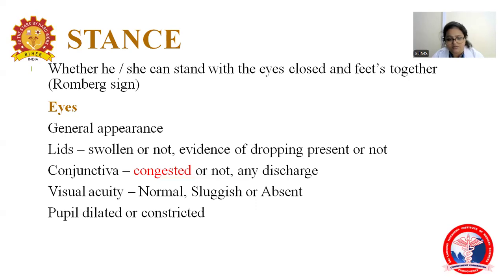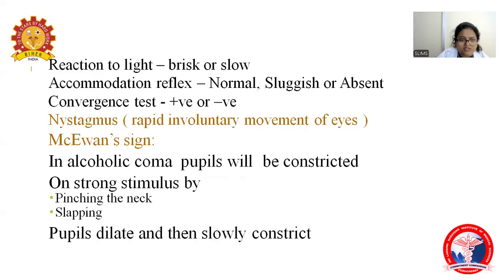Any other discharge present or not has to be noted, and check the visual acuity, whether it is normal, sluggish, or absent, and the pupil, whether the pupil is dilated or constricted. And then the reaction to light, whether brisk or slow, has to be noted, and then the accommodation reflex is also noted, whether it is normal, sluggish, or absent. The convergence test is similar to the accommodation reflex, whether he is able to converge both his eyeballs is present or not. And then nystagmus, which is the rapid involuntary movement of the eye, is noted.